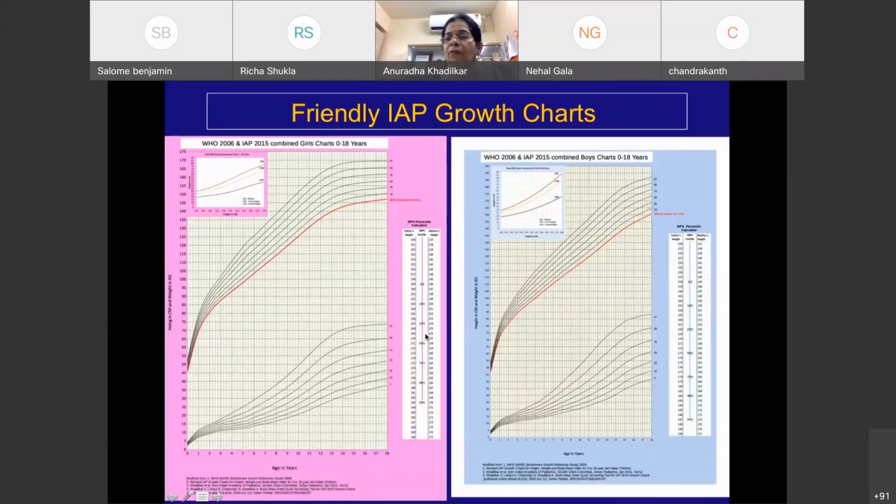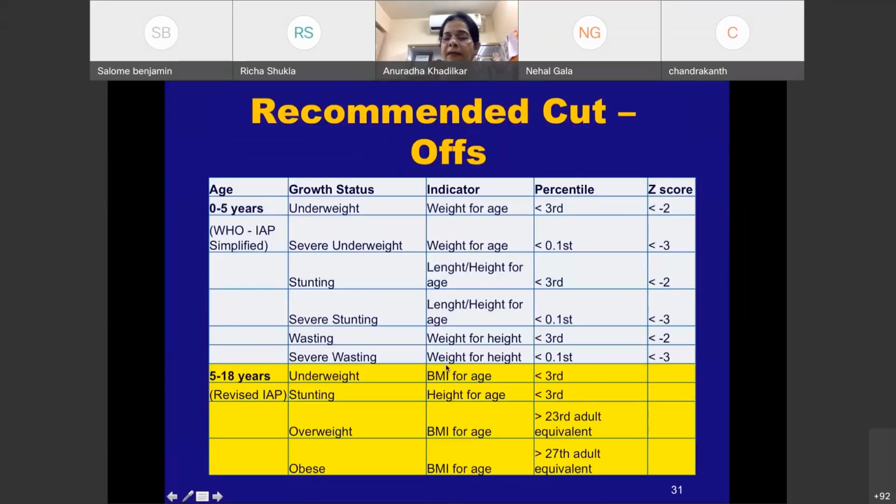Now, we have already gone through this, so I'm just going to go to the next one. So now, what are the recommended cutoffs that we use? Underweight is body mass index of less than third centile, or equivalent to 18 kg per meter square. For stunting, it is less than third centile, or 2 SD. And for overweight and obesity, it is over the 23rd adult equivalent and over the 27 adult equivalent. So these we have gone through last time, that is 0 to 5 years. And for 5 to 18 years, you mainly need to look at underweight, overweight, and stunting. So we don't normally use weight for age. You need to use BMI for age.